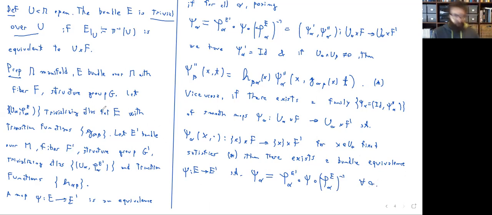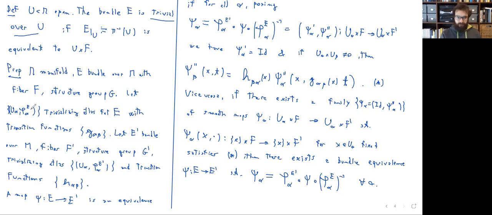Okay, so we have this two-page proposition kind of thing. So let's break it down slowly. This part on the left is kind of a standard setup. We have a manifold. We have two different bundles over this manifold. One we call E, one we call E prime, and we also give names to the fibers, F and F prime, and to the structure groups, G and G prime.